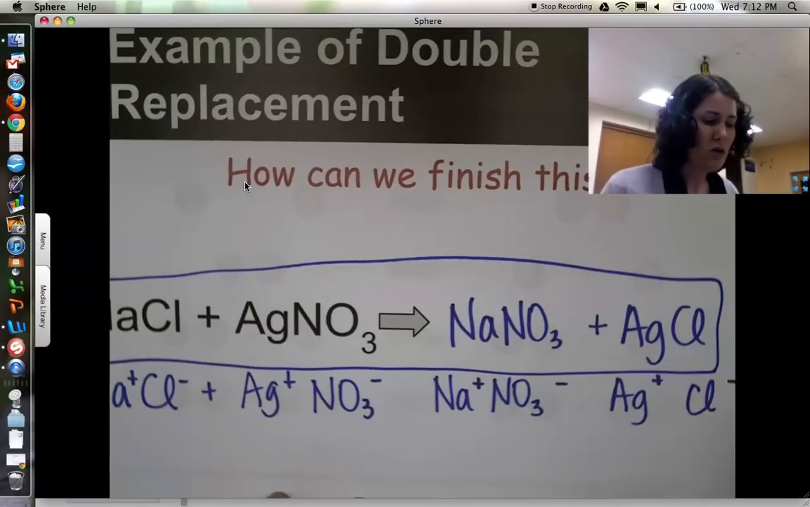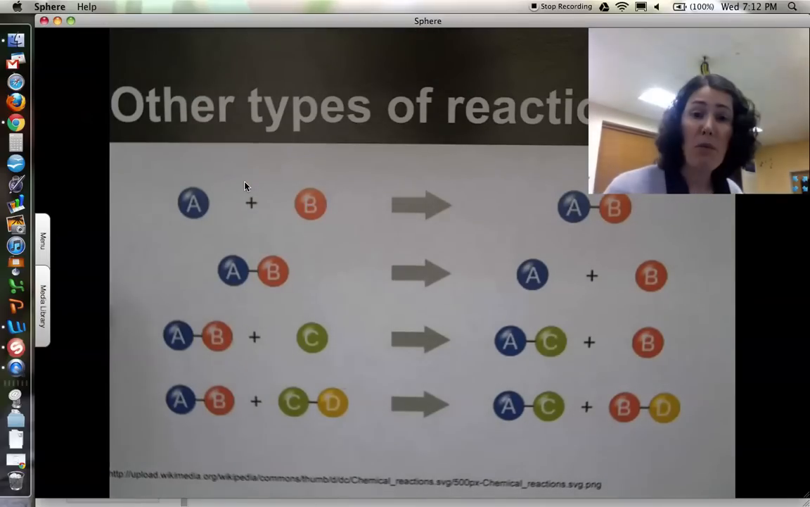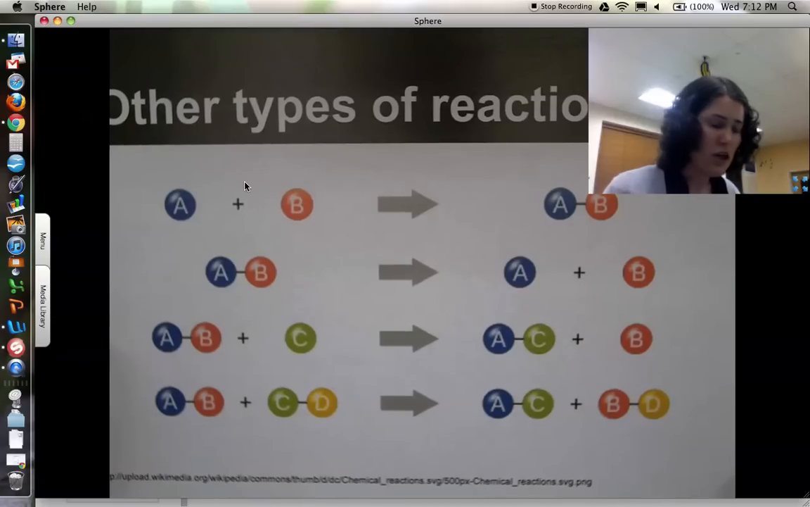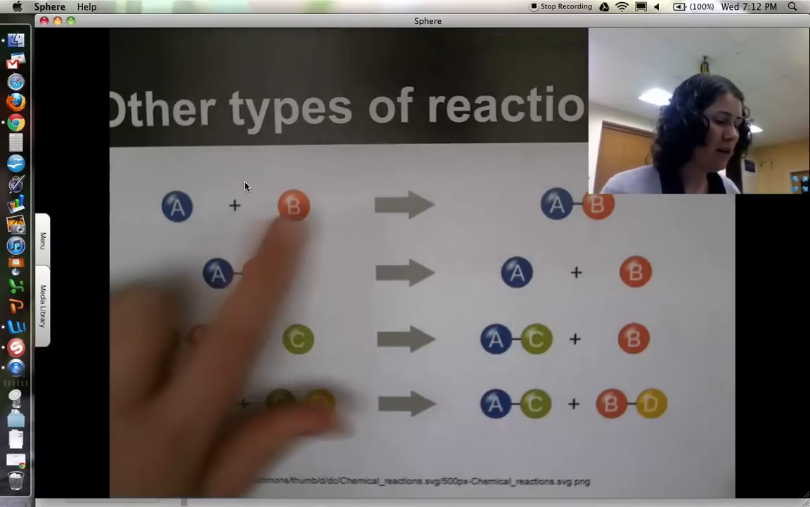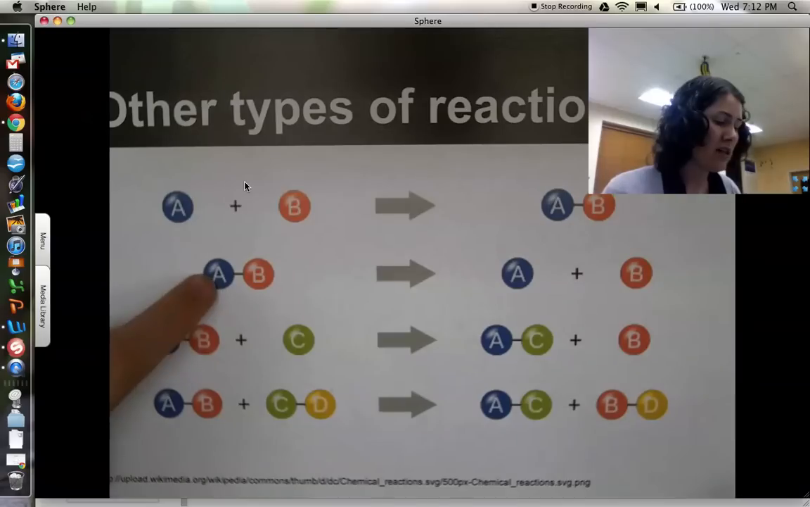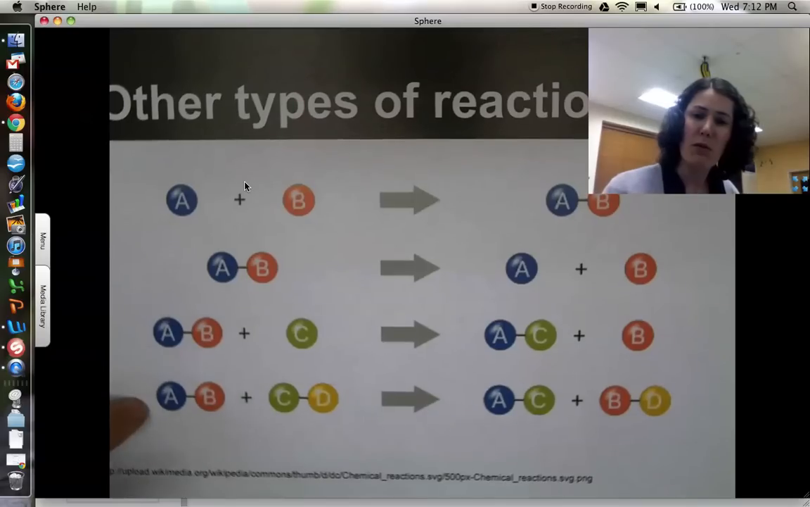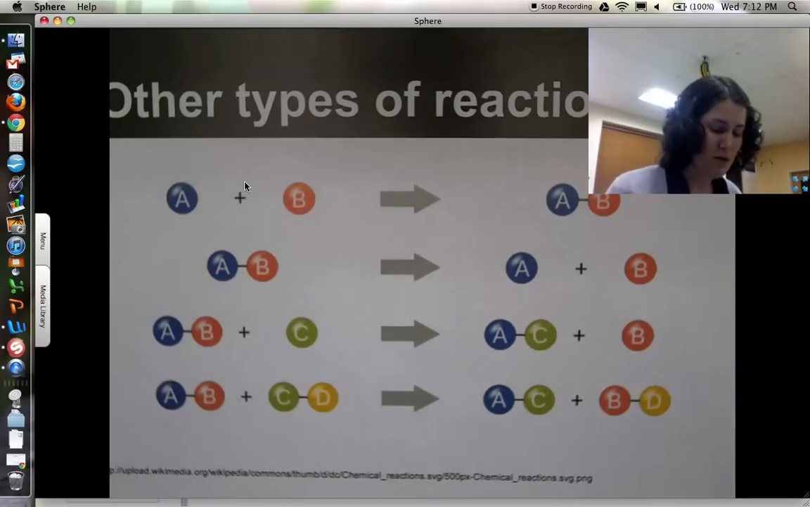All right, so the last thing I want to show you is that those are only two of several types of reactions. You can have reactions where you're combining two reactants to make one product. You can take a reactant and break it apart to make two products. And then we already saw these. This is the single replacement, and that's a double replacement. These are just some examples of types of reactions.